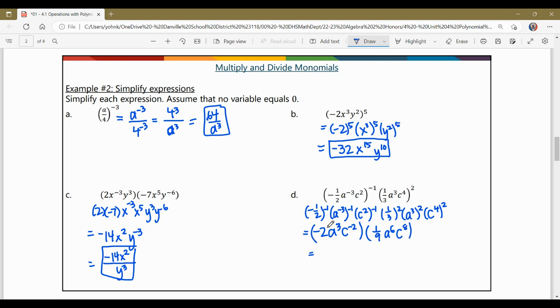Then I need to multiply my numbers together. Negative 2 times 1/9 is negative 2/9. I have a cubed and a to the 6th. I add them together and get a to the 9th. And my c's, c to the negative 2, c to the 8th, I add them together and get c to the 6th. Now, if I want to, I can put this all in one big fraction. The negative 2 goes on top and the 9 goes on the bottom. And then I put a to the 9th, c to the 6th, all in one group.